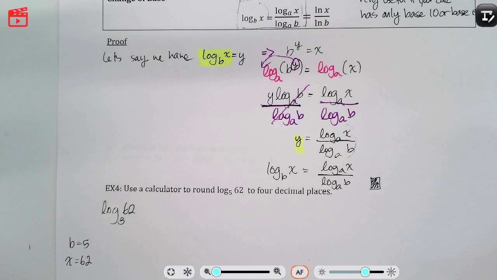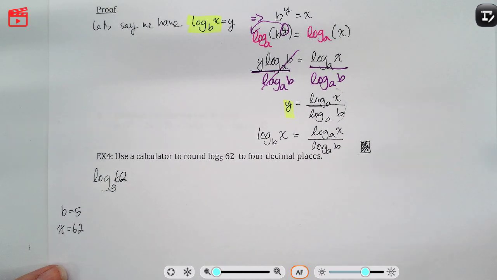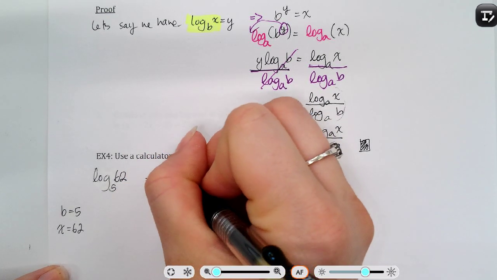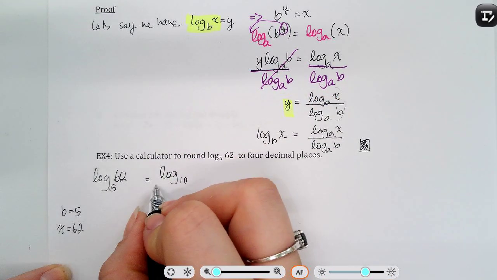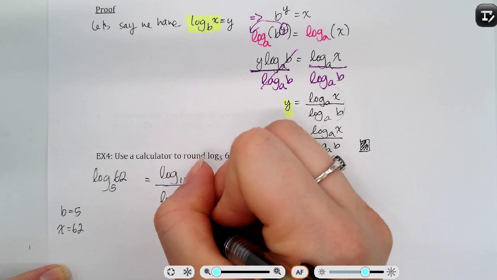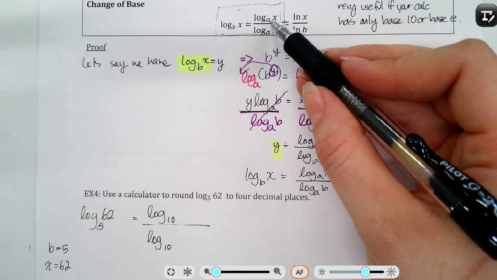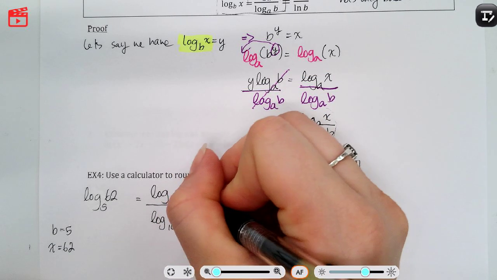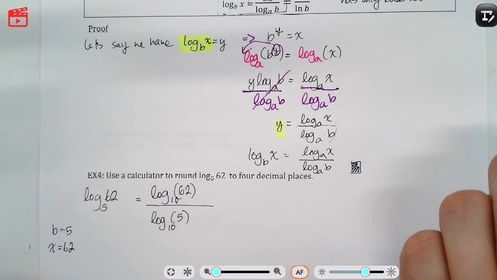And sadly, I cannot take a vote in class on what base you guys want, so I'm going to go ahead and just choose natural log as the base we're going to go with. Okay, you could choose base 10. So I'm going to change this and recreate it. I'll just go with common log. And now according to my formula, x will be the new argument on the top, so that was 62. And b will be the new argument on the bottom, which is 5. And there's my change of base.